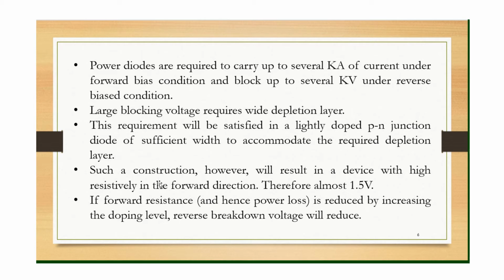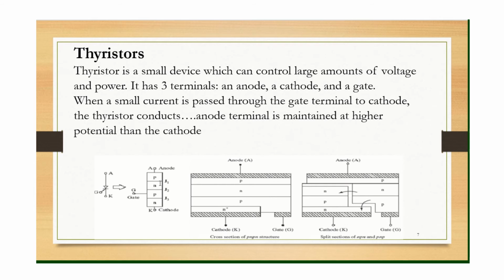All right. So that's a brief introduction to that. Next semiconductor device is the thyristor, which I guess you are familiar. Basically, this is the symbol of the thyristor. It is a small device which can control large amount of voltage and power.